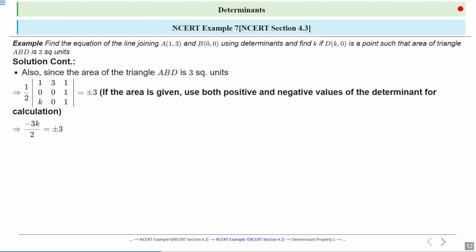So we get, just calculate the determinant of 1, 3, 1, 0, 0, 1, k, 0, 1. We get minus 3k by 2 is equal to plus minus 3. We get a linear equation in one variable, and when we simplify it, we get k is equal to plus minus 2. Okay, and that is the value of k.